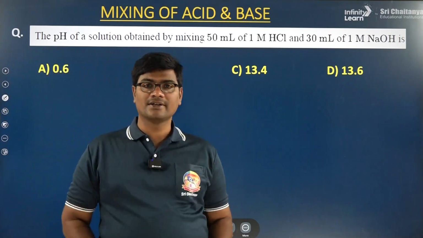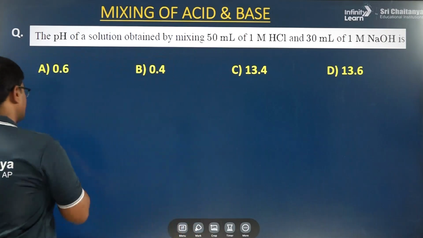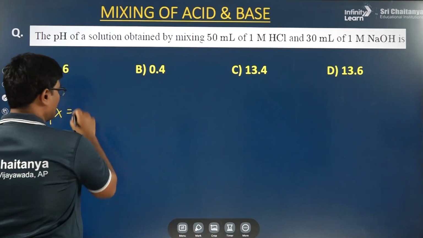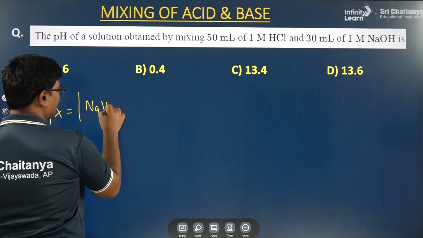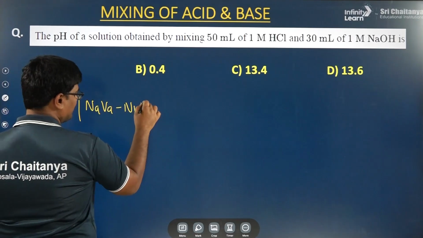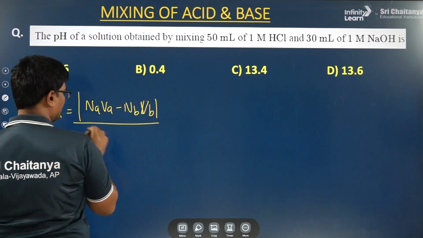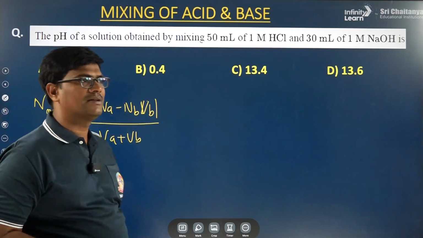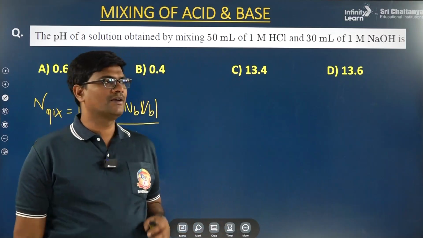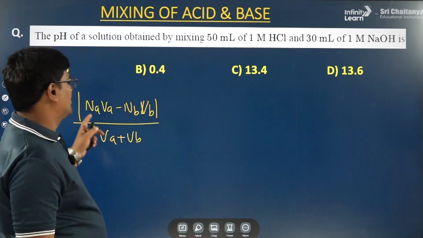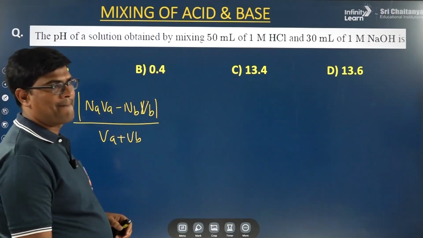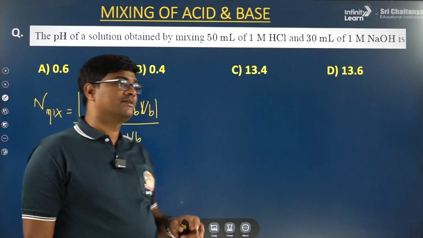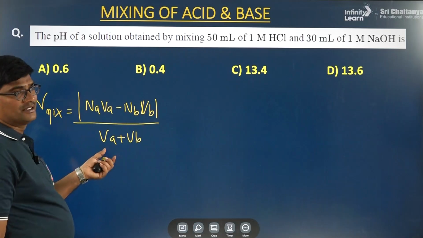We have a formula for that. So, I am writing that formula. If a strong acid and strong base are mixed, N mix is equal to modulus of NaVa minus NbVb, divided by Va plus Vb. What is Na? Normality of acid. What is Va? Volume of acid. What is Nb? Normality of base. What is Vb? Volume of the base.